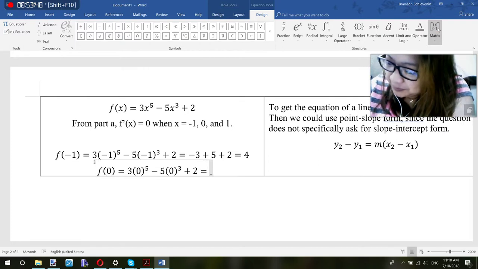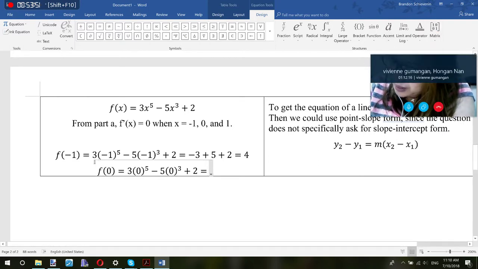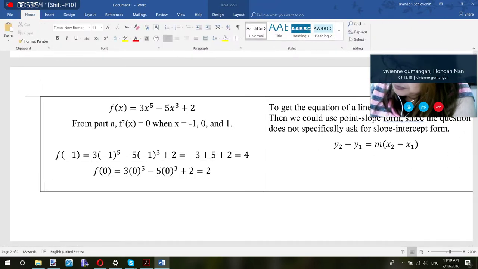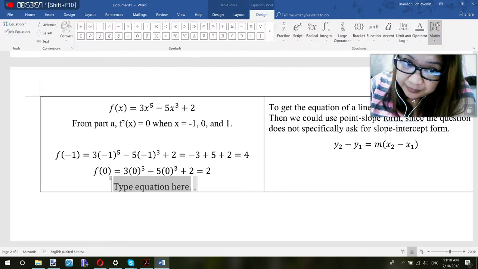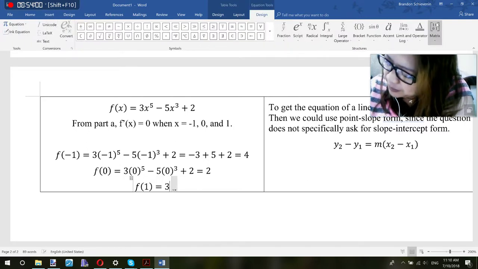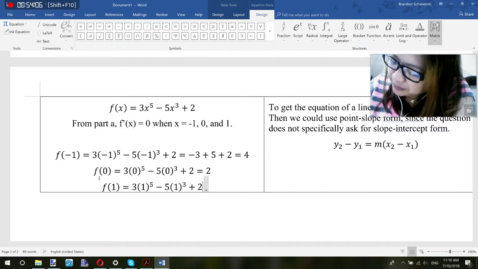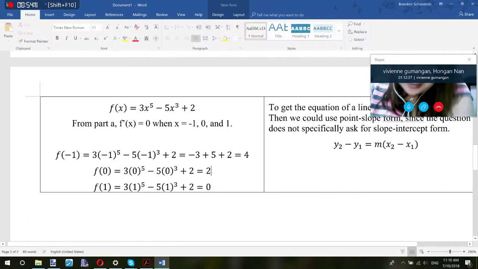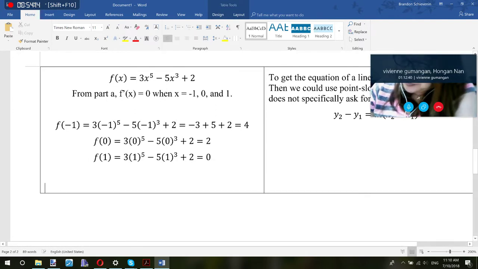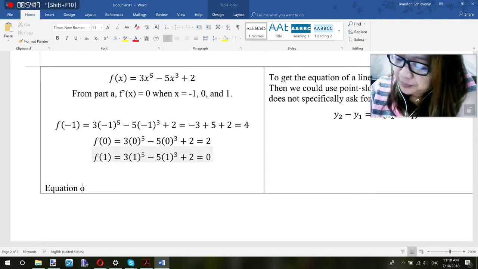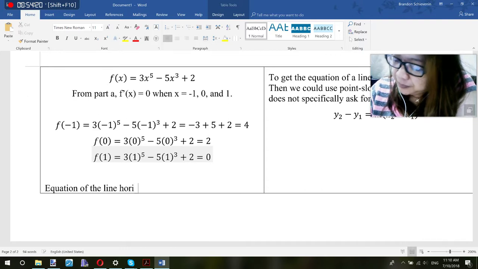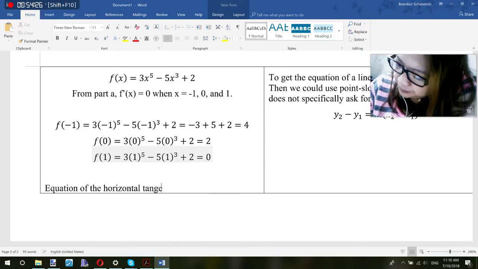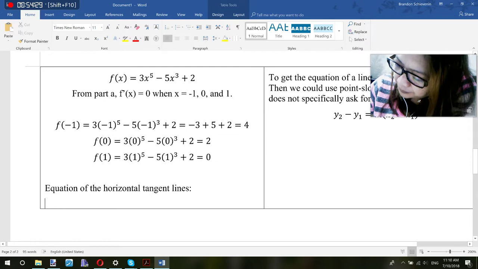Okay. If I plug in 0, what do I get? I have 2. And then last one, if I plug in 1, what do I get? I get 0. Okay, there's a 0. So we'll get the equation of the horizontal tangent lines, that's what they called them.